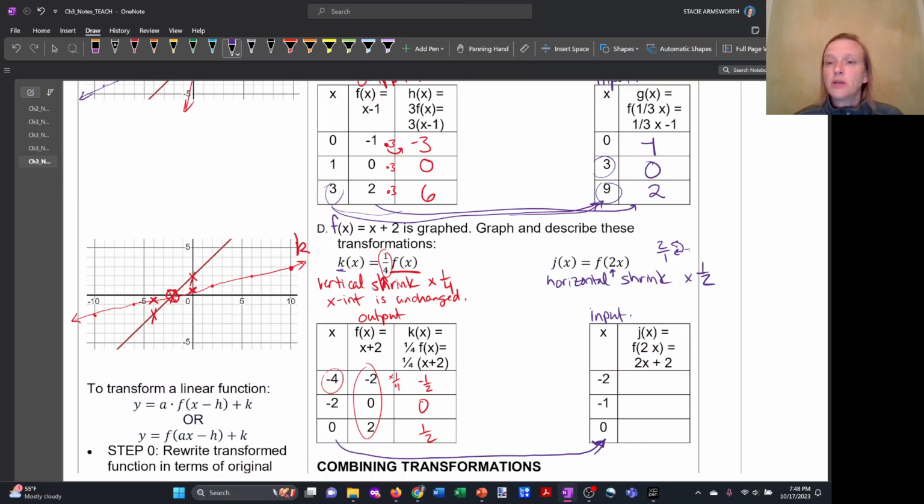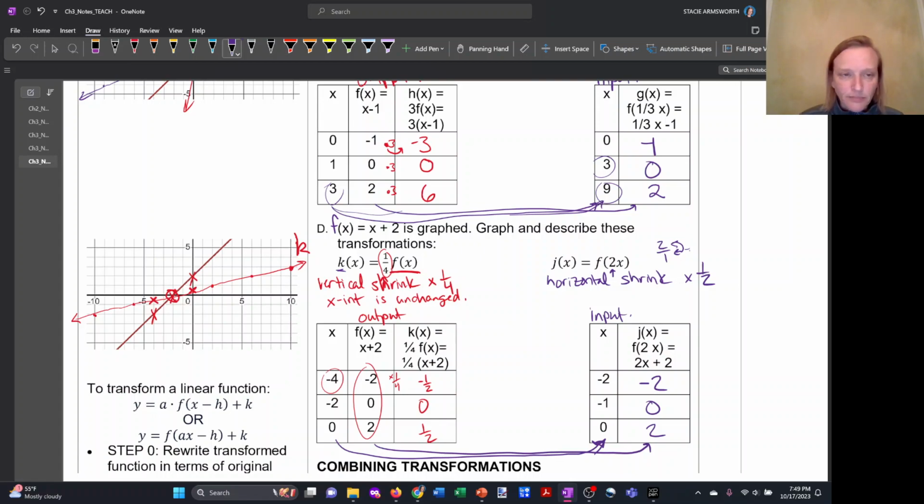So when I plug the -2 into the equation, -2 times 2 is -4. Add the 2, that gives me -2. -2 times -1 is -2. Add 2 is 0. 0 times 2 is 0. Add 2 is 2. So notice that my y values do exactly match up with the original function.